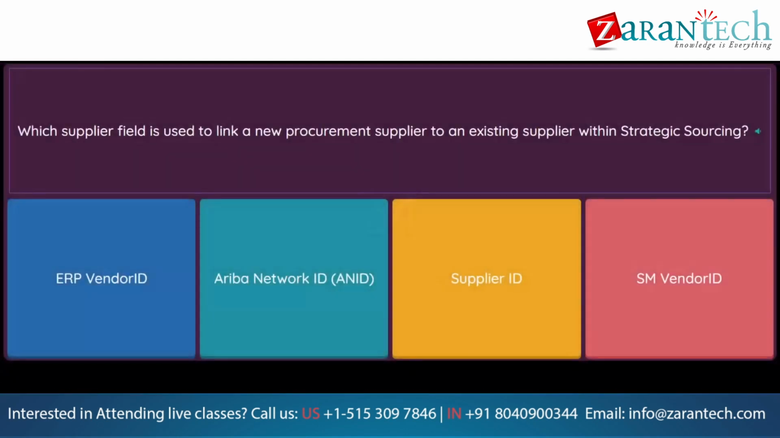Question: which supplier field is used to link a new procurement supplier to an existing supplier within strategic sourcing? Option 1: ERP vendor ID. Option 2: Ariba network ID, ANID. Option 3: supplier ID. Option 4: SM vendor ID.